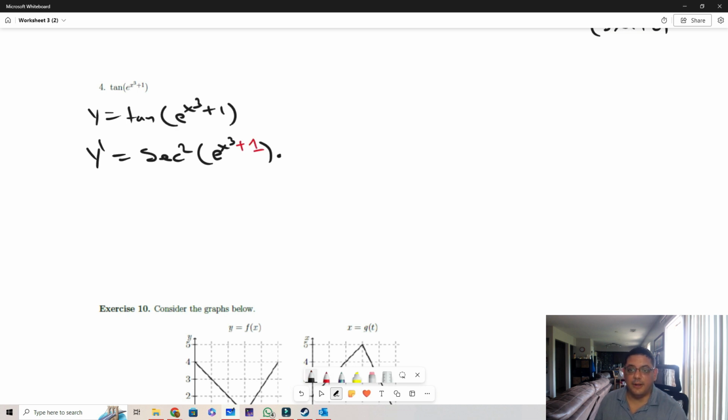So the derivative of e to the x cubed plus 1 is actually going to be e to the x cubed plus 1. But then we have a further chain rule, which is the chain rule of x cubed plus 1, which is going to be 3x squared. Okay? So this is finally the last chain rule that we can get out of here. And this is the derivative of this complicated function.